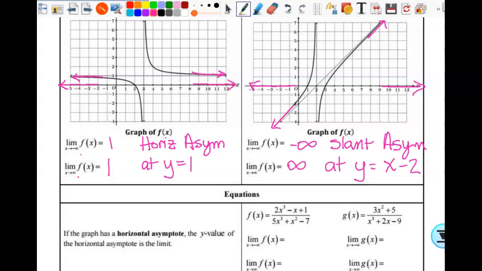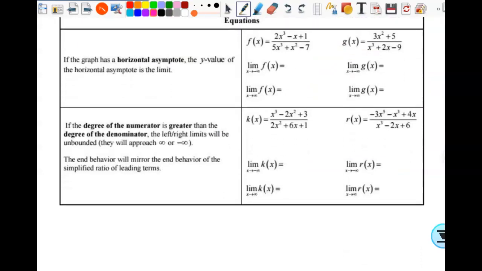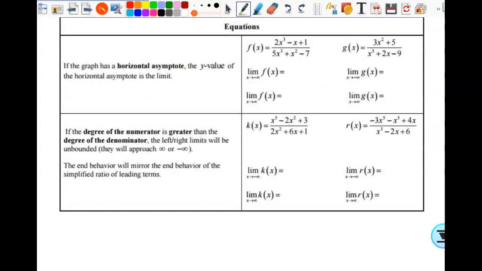All right, so that's looking at a graph, right? So let's talk about what if we don't have a graph, what if we were looking at equations? So just like we had said, if we have a horizontal asymptote, then the y value is the limit when you're talking end behavior.